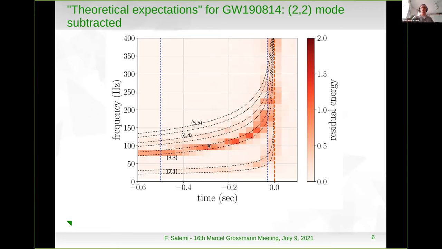It's projecting over some wavelet bases, and these squares, these pixels, are exactly the amplitude of this projection. And so you see immediately that the 3-3 mode is clearly visible in this one, and it's really on top of the track for the 3-3. There is some evidence also for the 4-4 and maybe a little bit also for the 2-1. The 5-5 instead is less visible. So the basic idea is to concentrate on this track and integrate the energy along these tracks. And that's it. It's a very simple idea.